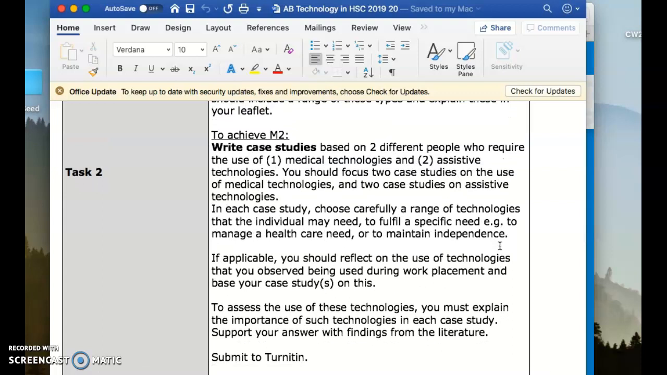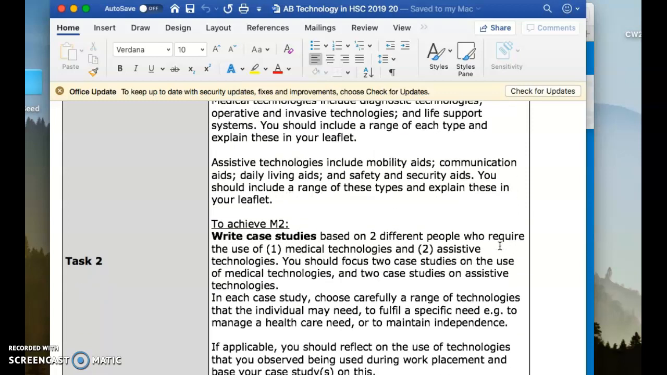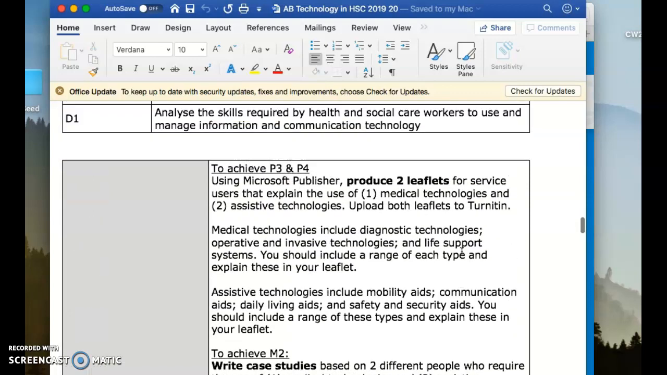So that's the assignment. So the assignment is on Moodle. You've got a link to an extra Moodle site with some of my resources. And you've also got a link to the videos for P3, P4, and M2. And you've got an area to upload P3, P4 leaflets on Moodle, which is your usual Moodle site. And then your M2 will be uploaded to Turnitin. I'm checking for plagiarism there. Okay.